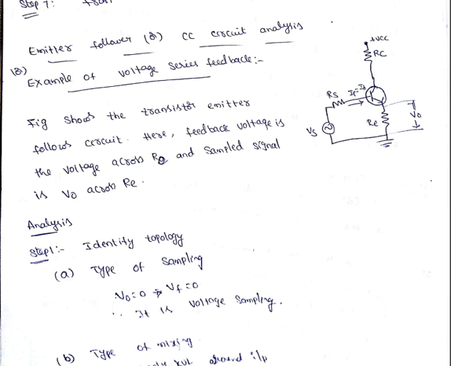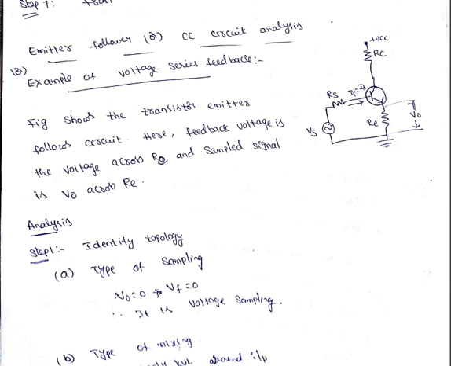To understand the method of analysis of feedback amplifiers, let us consider a simple example: the emitter follower circuit, or common collector circuit analysis. This is an example of voltage series feedback. Let us see the diagram as shown in the figure. Here the feedback voltage is across the emitter resistor RE, and the sampled signal V naught is also across RE.